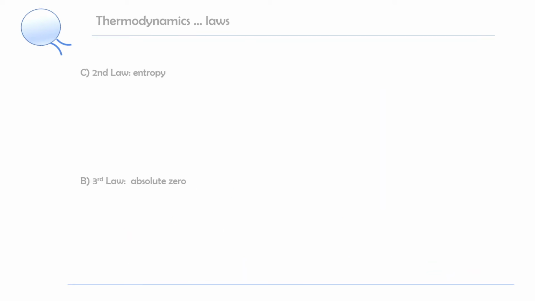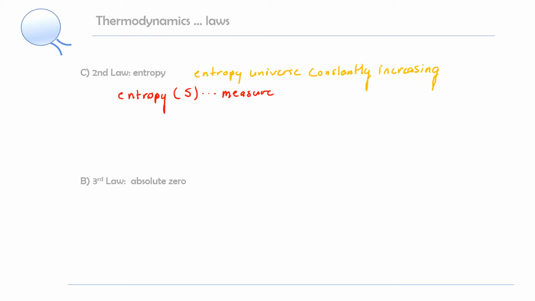And the second law of thermodynamics introduces the concept of entropy. The second law tells us that the entropy of the universe is constantly increasing. So I guess we kind of need to know what entropy is. Entropy, typically denoted by a capital S, is a measure of the disorder in a system.